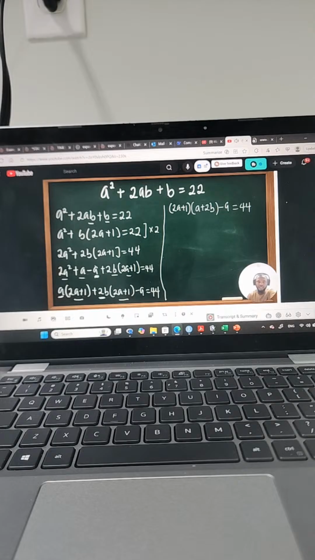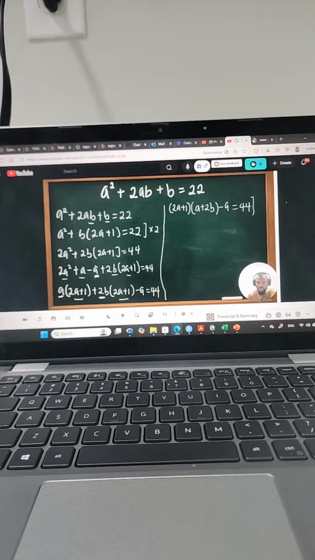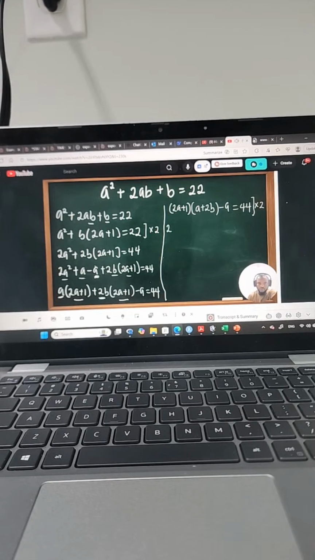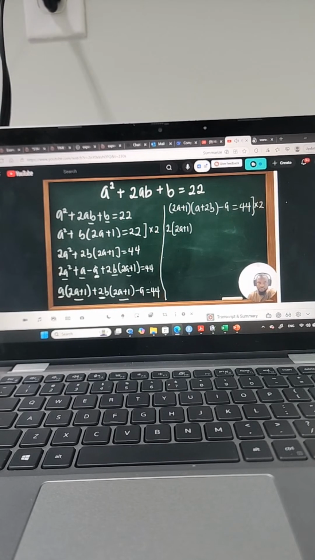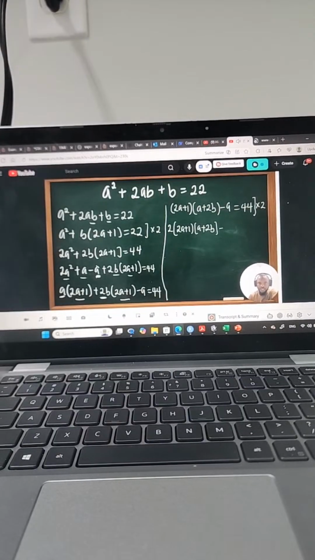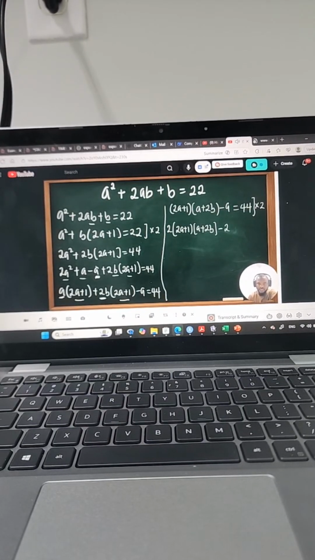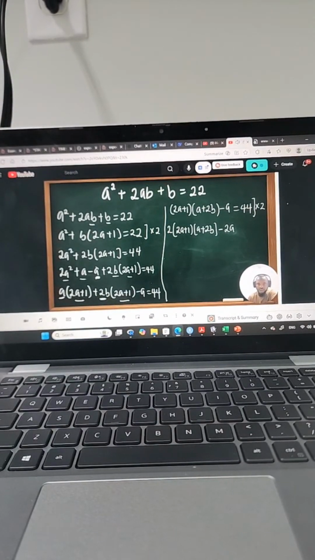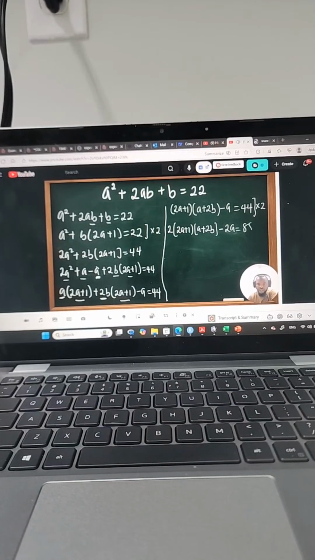And from here, the next thing to do is multiply this given equation also by 2 again. So here we're going to have 2 into bracket 2a plus 1, we have a plus 2b, minus 2 times a, which is 2a, equals 88.